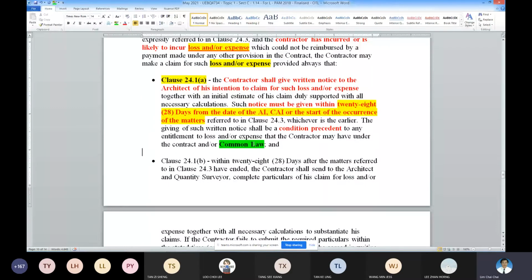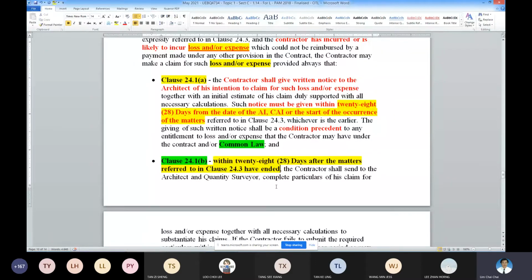Next, after the events are over, clause 24.1b now becomes operational. When the events for the loss and expense are already completed, you still have 28 days. After these events are completed, you have to inform the architect and QS of your full details. Within 28 days, you need to send all the particulars.